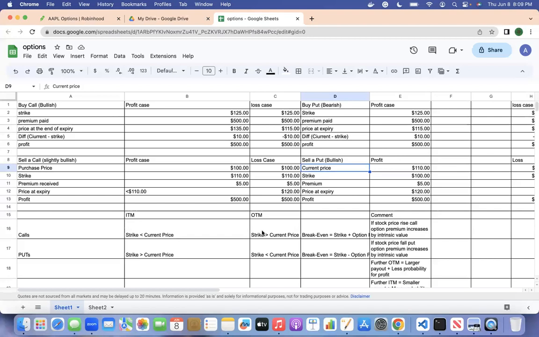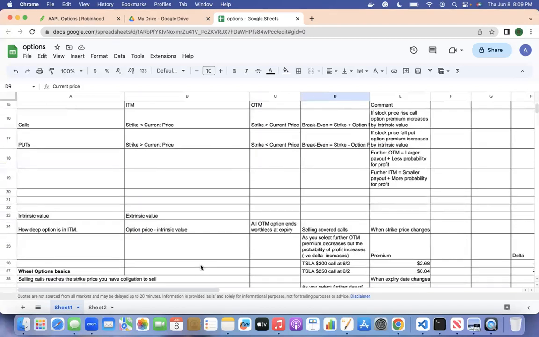Now let's say Apple did remain between 100 and 110. What will happen is that if you bought a call at 100 and it went to 105, you can purchase the stock at $100. So your buy call will be worth $500 because you made $5 profit from this transaction. Your sell call will expire worthless. So $125 you paid, but now you made $500. 500 minus 125 will be $375 you will make as a profit, right?